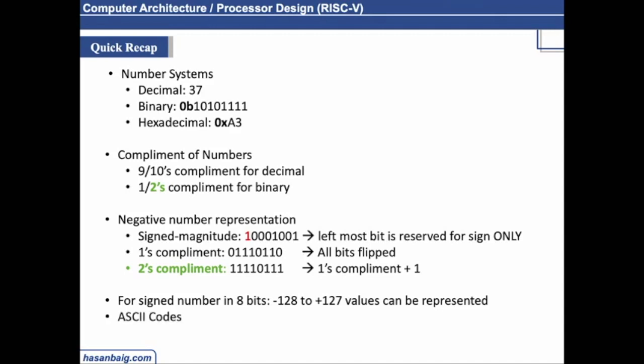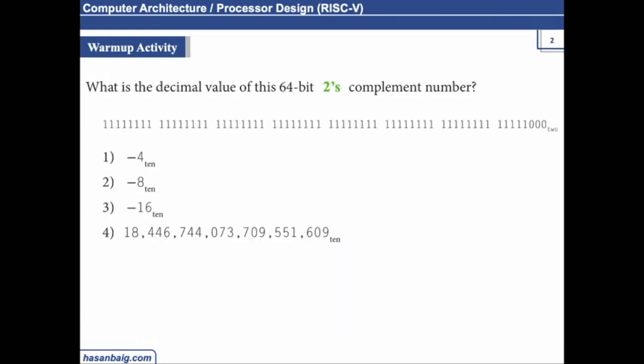And then we discussed ASCII codes, their purpose and significance. And finally, last time we discussed binary logic: AND, OR, NOT, XOR and XNOR gates. So let's do a quick warm-up activity. Find the decimal equivalent of this 64 bit twos complement number. If you know the strategy, you can quickly come up with an answer within 10 seconds.